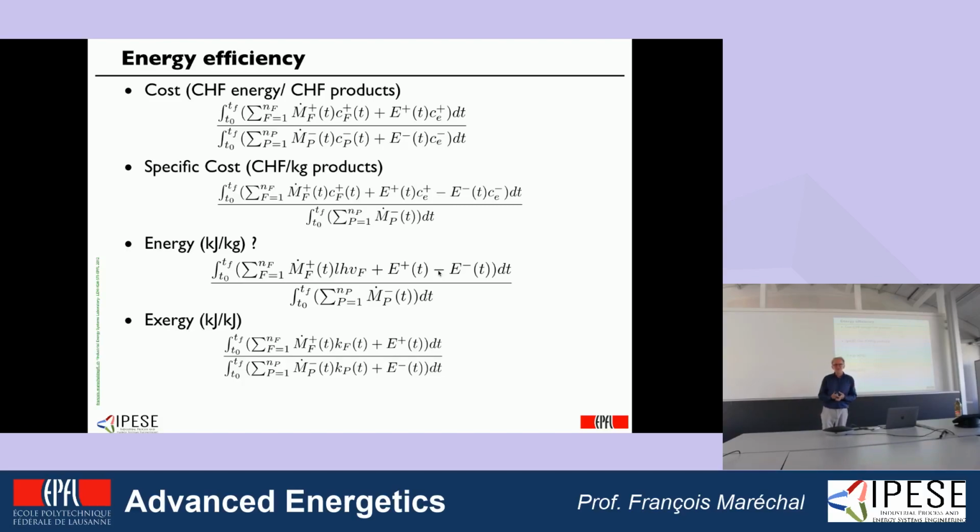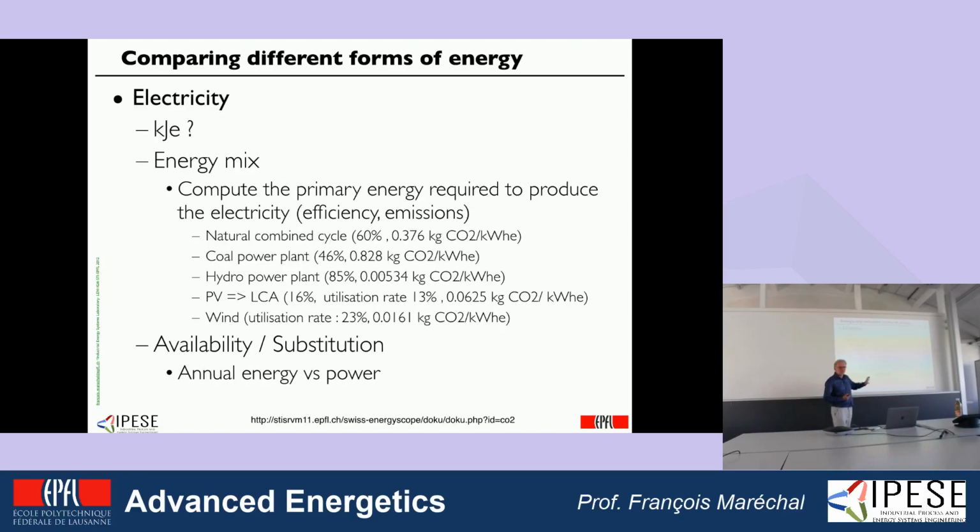It's not so easy to make the sum, okay? A priori exergy is a little bit more rational, I would say. Okay? But even there, it's not so easy to write. So the electricity is always a problem.